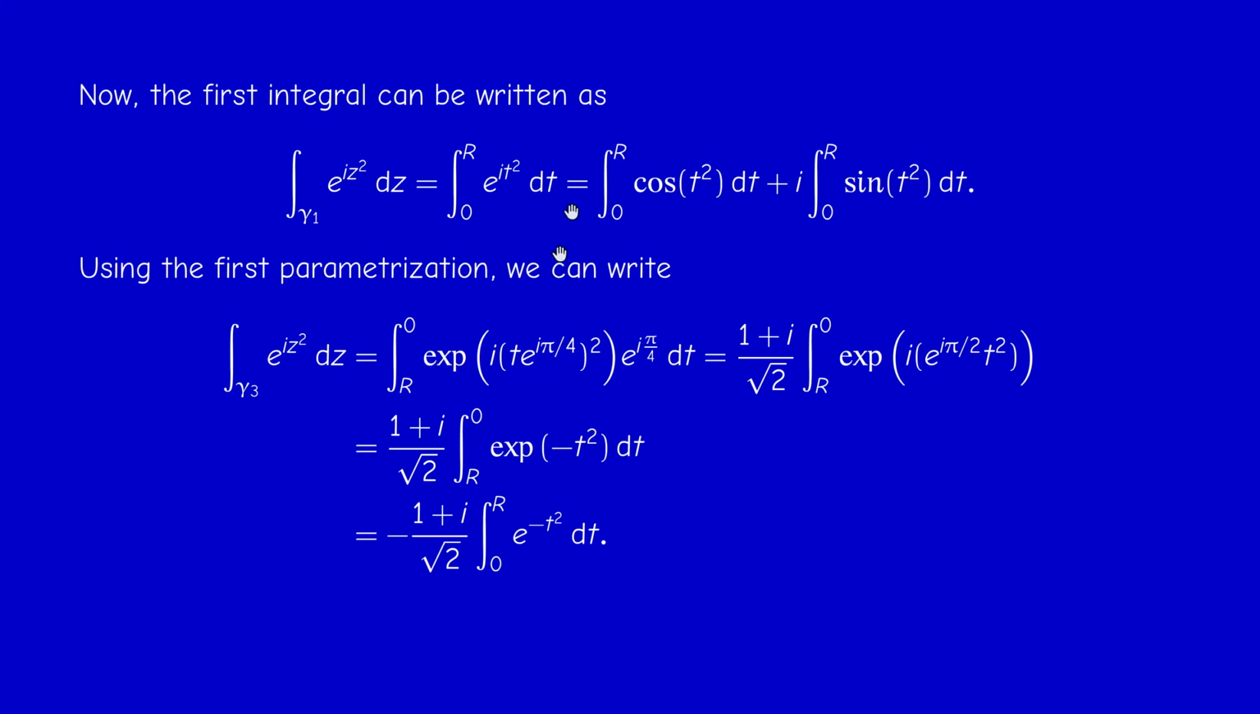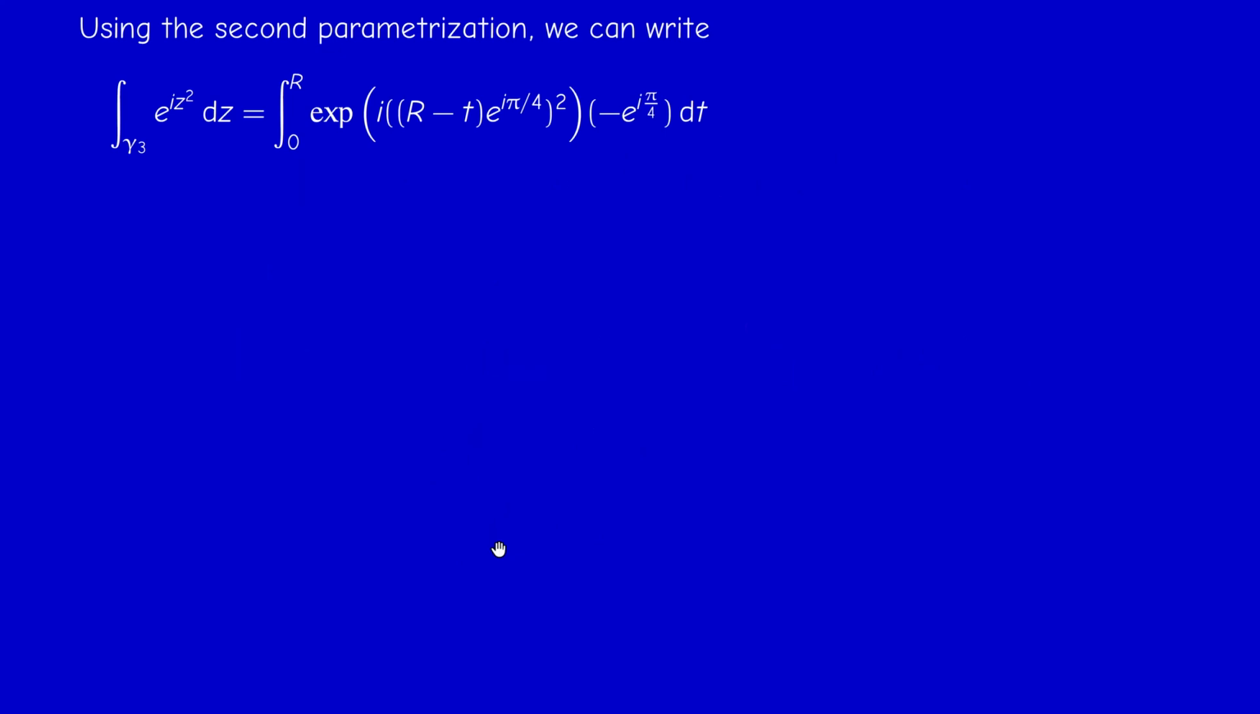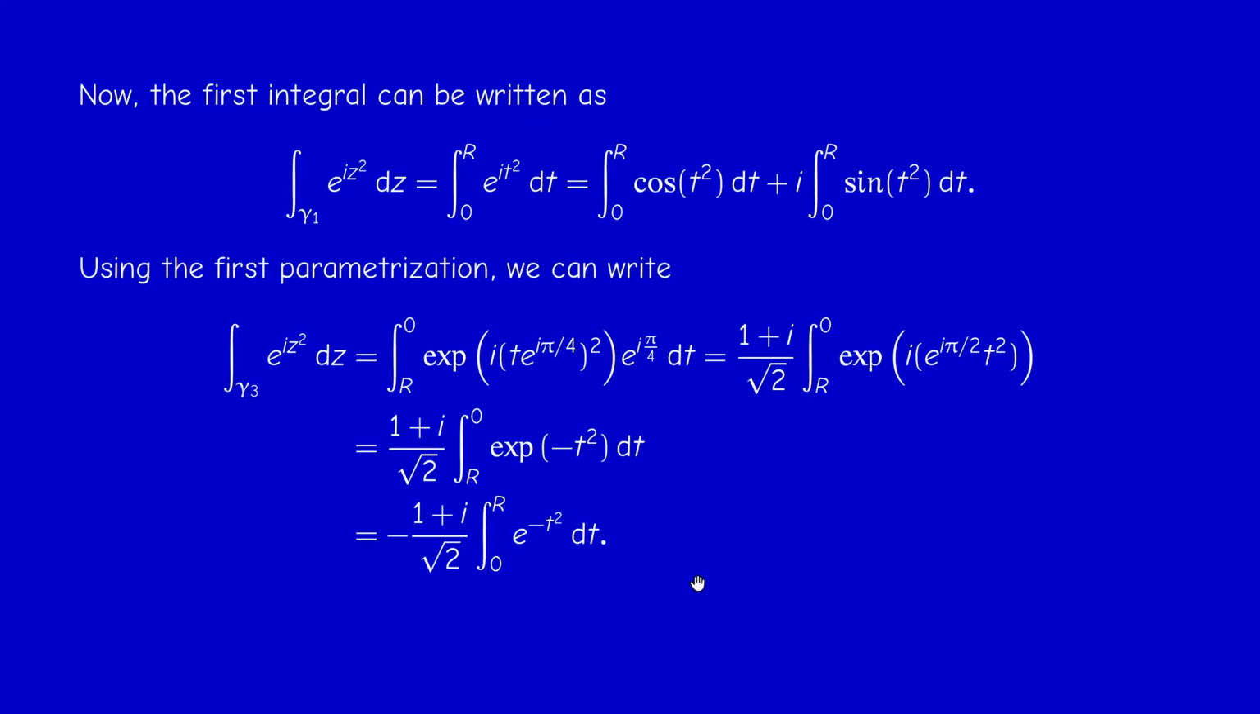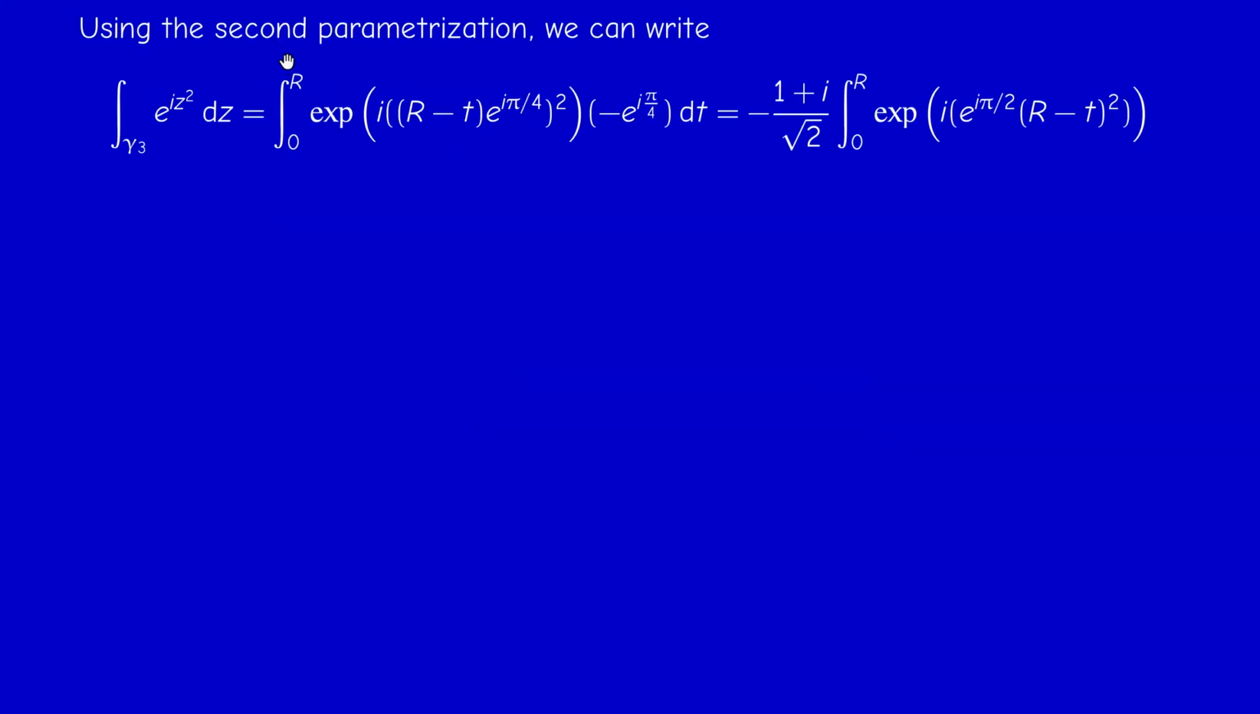Okay, so the first one converges to something I need. The third one converges as r tends to infinity to a constant that I know what it is. Now, what about the second, gamma 2? And by the way, if you use the second parameterization, we should get the same result. Otherwise, there's an error. So if you use the second parameterization, r minus t, i pi over 4, and do the same computation, we get this.